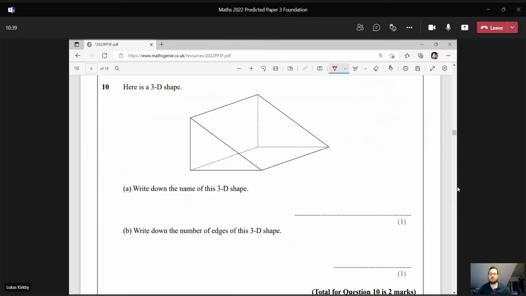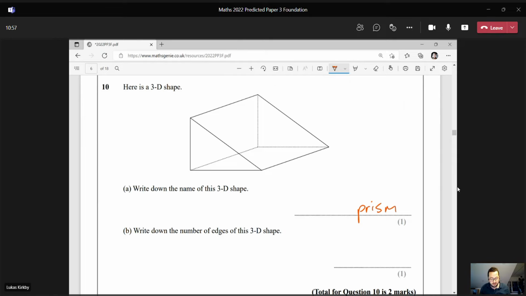Okay, number 10, we've got a 3D shape. Write the name of this 3D shape. Well, there's kind of two parts to this. The first thing, if it's a shape that's the same all the way through, then that is called a prism. So anything that's kind of this, wherever you cut it, you're going to get the same shape.